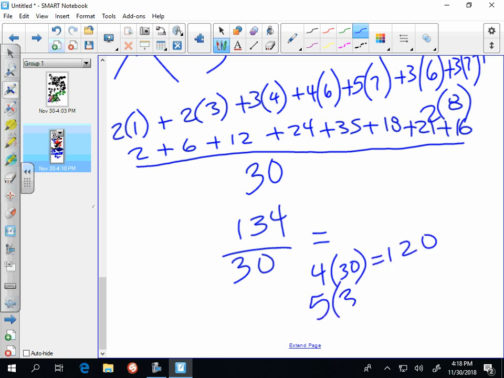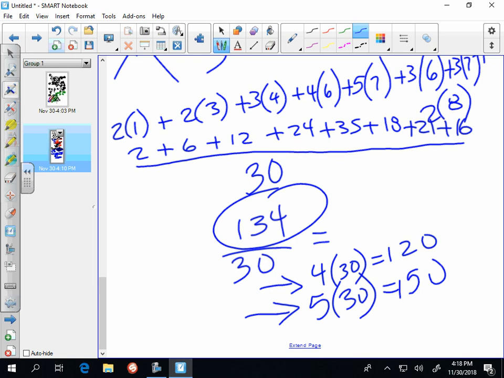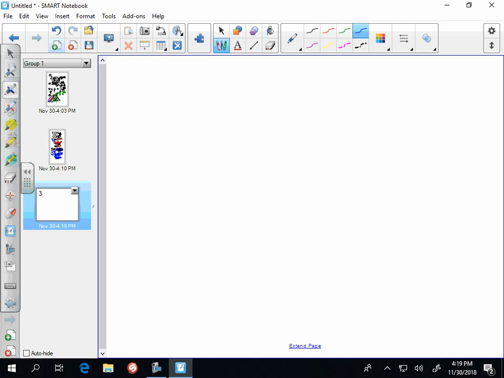And 5 times 30 would be 150. Is this number between an average of 4 and 5 missed problems? It sure is. So I'm going with choice B here. The mean number of questions missed was between 4 and 5. A total of 134 points divided amongst 30 people means a little more than 4 problems were missed per person, and that's certainly between 4 and 5. So my choice for number 3 is D.